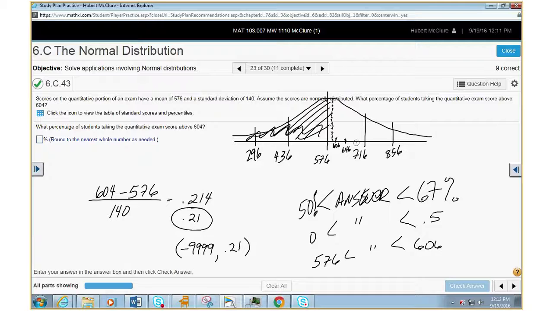Second VARS is normal CDF, and then type in negative 99999, comma, 0.21. Alright, I got that different. And what's the upper? The upper is 0.21. The lower is negative 99999. And use the negative down at the bottom.